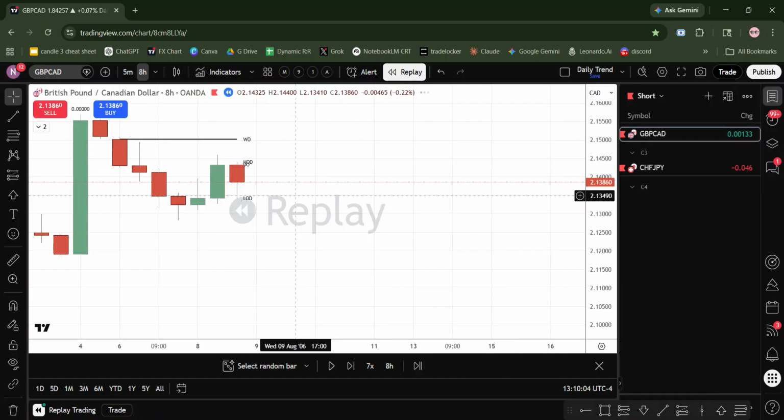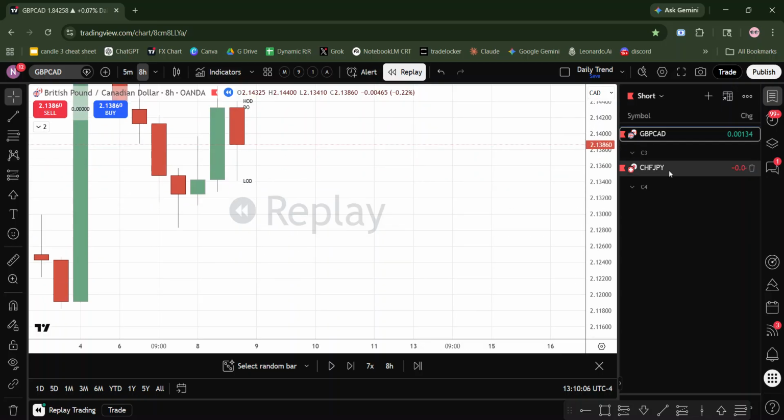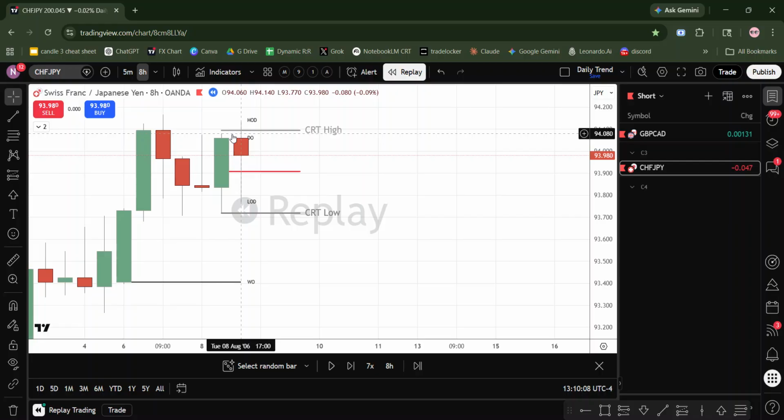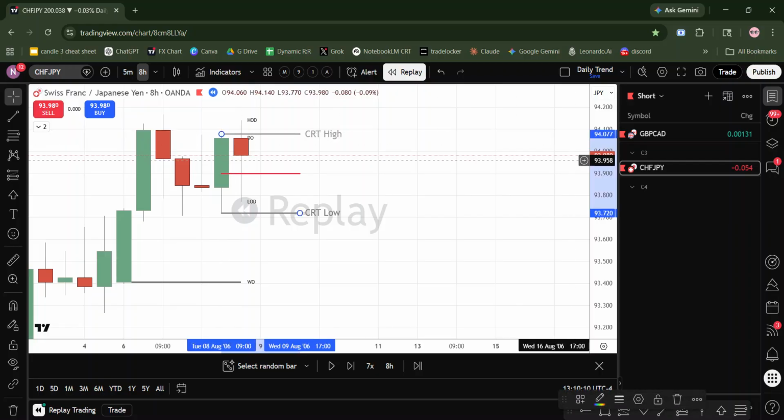So pound CAD is going to take the next 8 hours off. I don't know what it's going to do. But Swiss yen could be setting up for a short. And that's how you can toggle your watch list. And every time a candle closes, you just look to see, okay, is there a candle 1 and candle 2? And if so, all you're doing is looking for candle 3. Or if there's a candle 3, just look for candle 4.